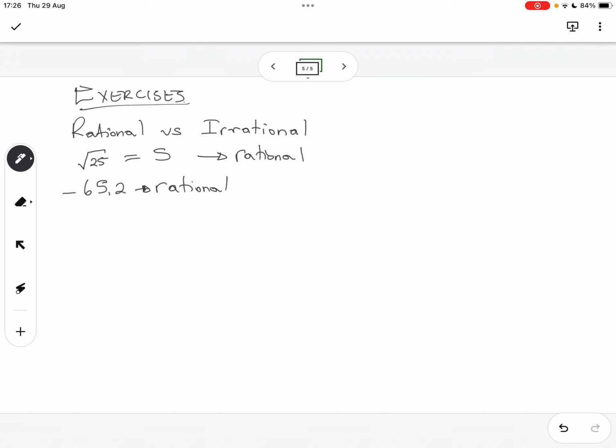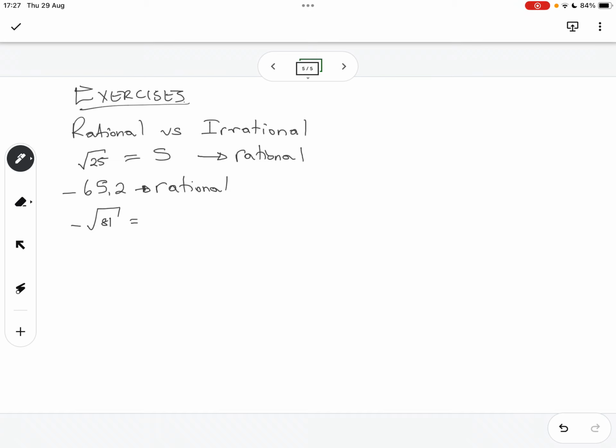It's terminating. Excellent. So it's rational because it has a terminating fraction. So you are correct. Well done. All right. And then the third one, negative square root of 81. Okay. What do you think?